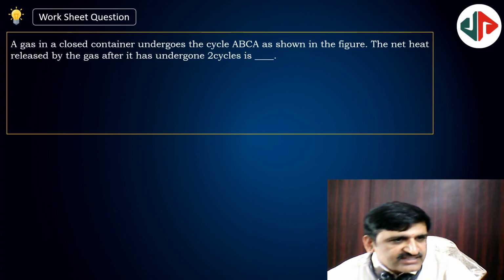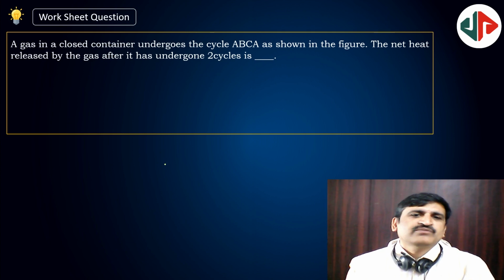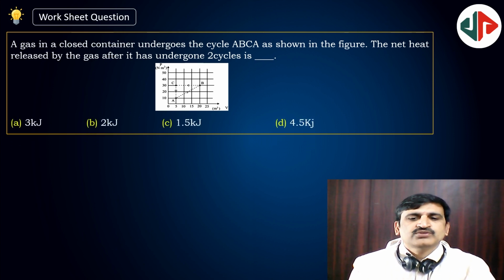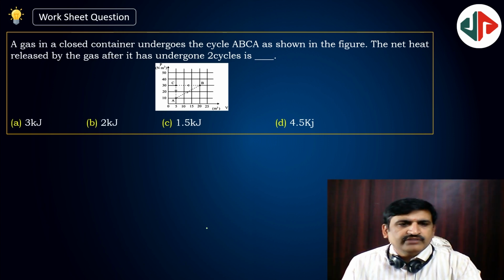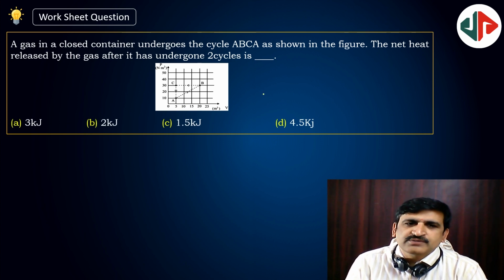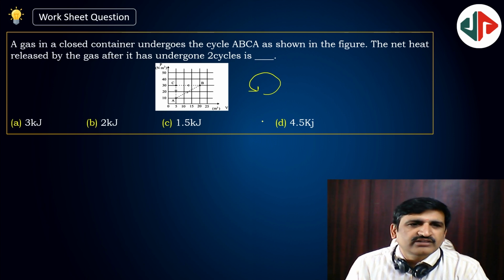A gas in a closed container undergoes a cycle ABCA as shown in the figure. The net heat released by the gas after it has undergone 2 cycles is asked. If you observe closely the diagram, it's an anti-clockwise process. That means negative work done. That means heat will be not absorbed, but released. You can feel like that.